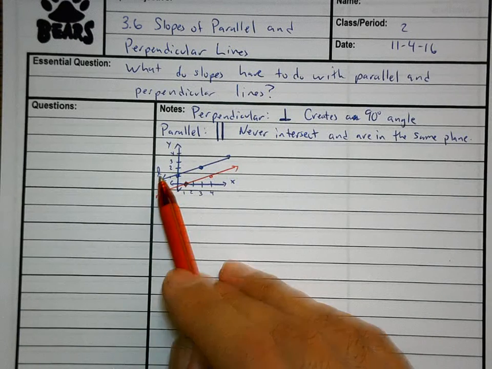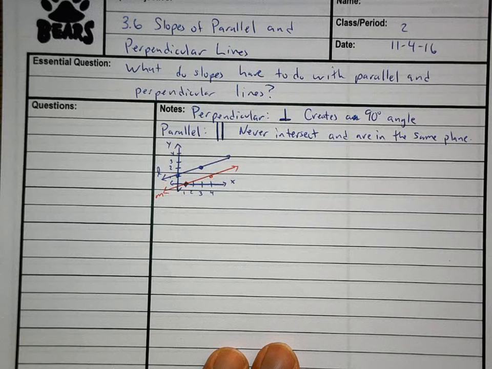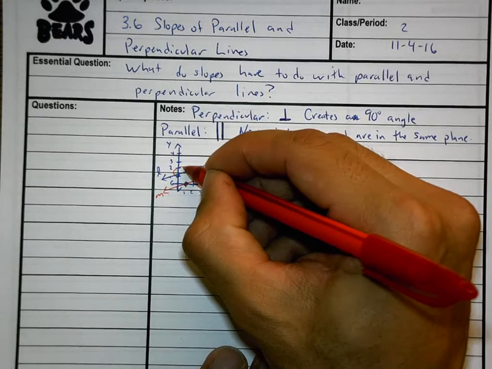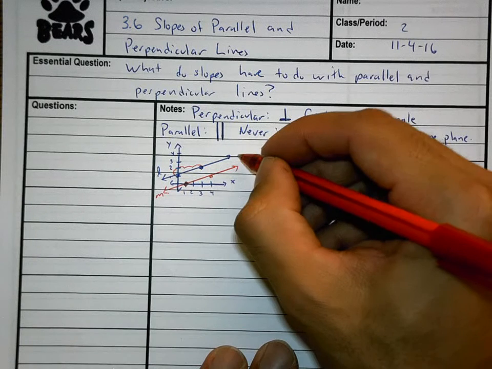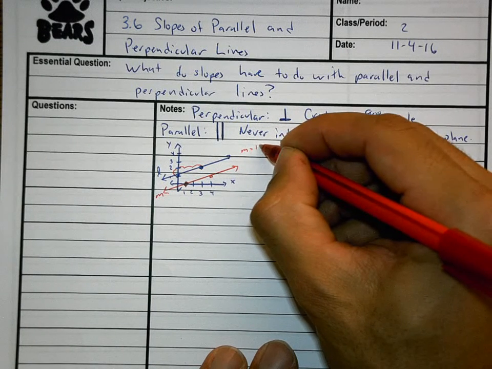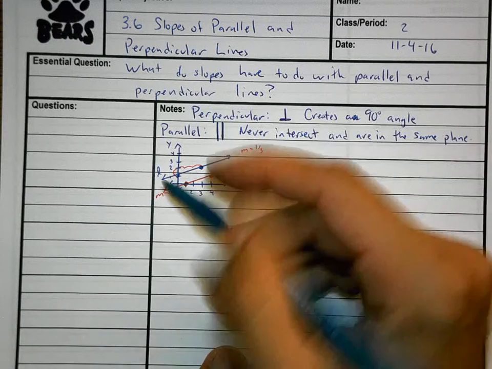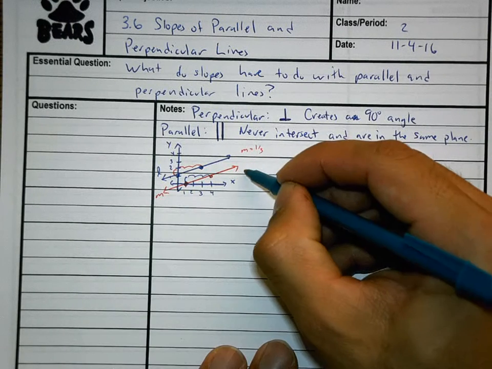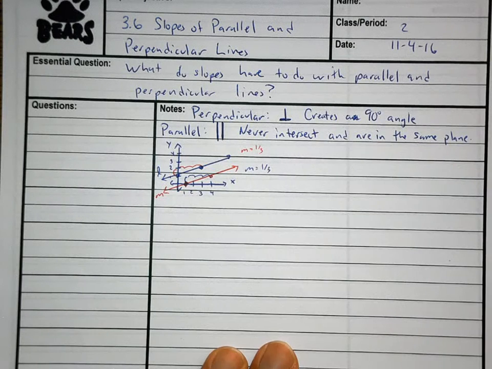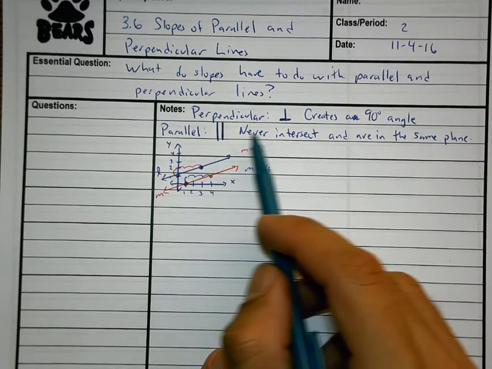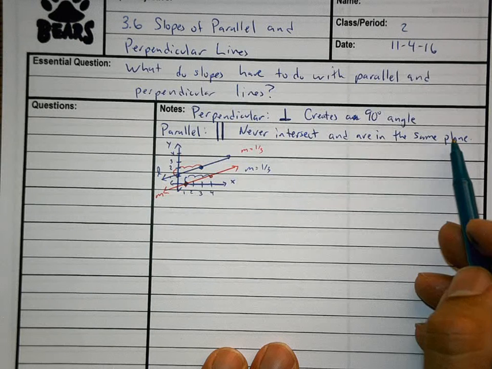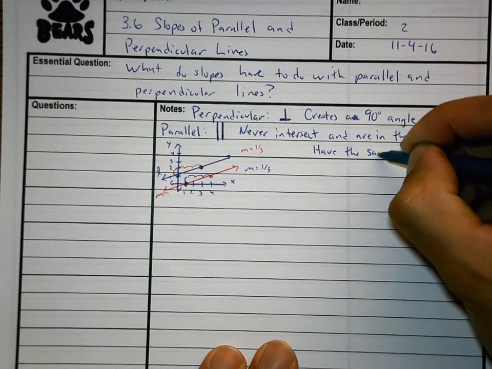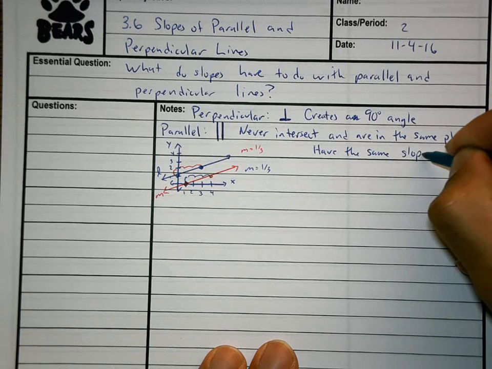What's the slope of L? Do you know? Up 1 over 3. So the slope is 1 over 3. What about the slope of line M? Up 1 over 3. The two slopes are the same. Parallel lines never intersect, are in the same plane. They also have the same slope.